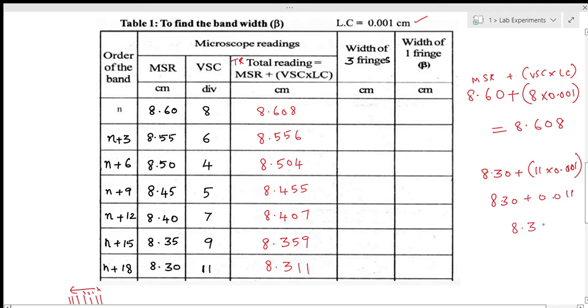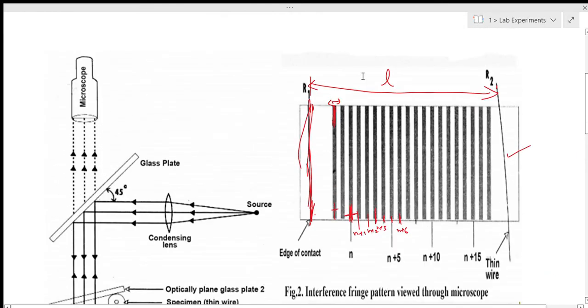In your calculator, if you use it, you will get a direct answer, 8.311. Just one stretch will give you the answer here. Then look at the next column here, width of 3 fringes. This is the first nth fringe. Let us consider this may be the nth fringe, and this is n plus 1, n plus 2, n plus 3. So width of 3 fringes we need to find. This is n and this is n plus 3.